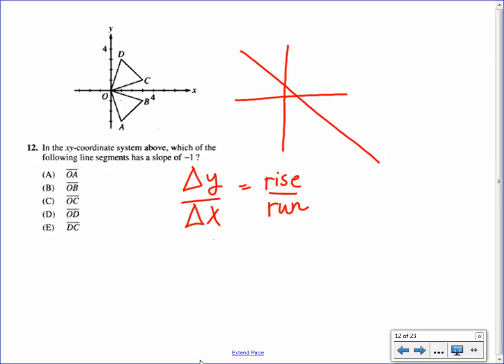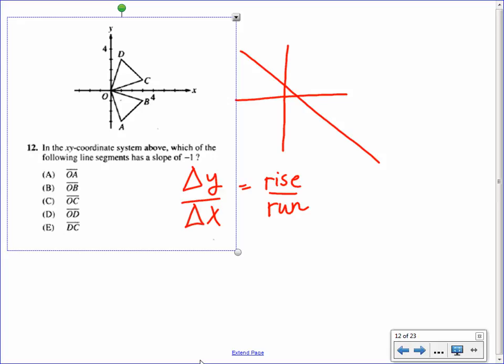Okay, so on that basis, you could gravitate towards certain lines in this picture, or you could almost plot it out. But we pretty much know that the lines that are going to have a negative slope are going to be OB and DC. Also OA actually is an option. So let's see if we can get rid of some of the lines that have positive slopes first.